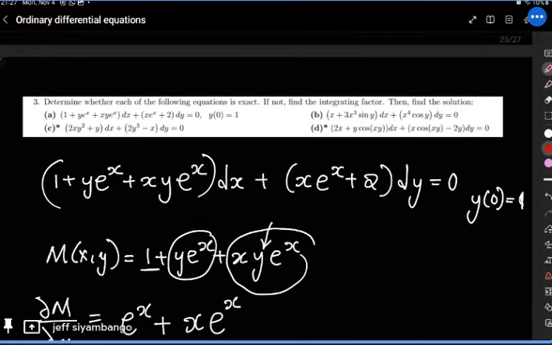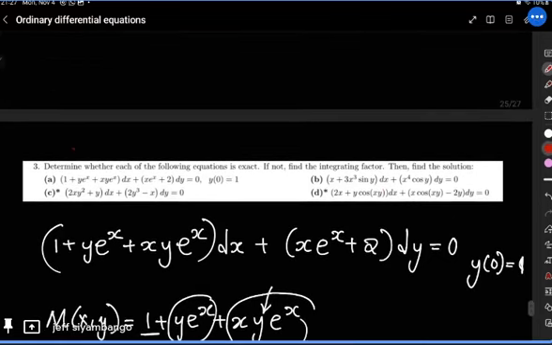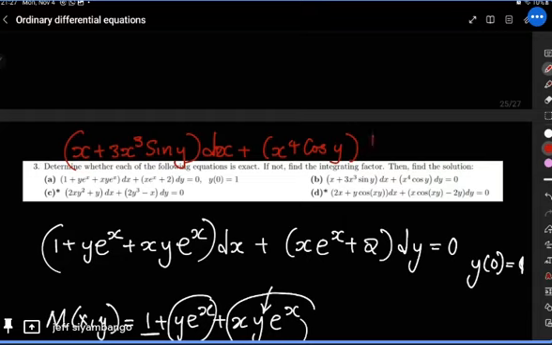Let's go to b. And for b, we have (x + 3x^3 sin y) dx plus x^4 cos y dy is equals to 0. Tell me whether each of the following equations is exact. If not, find the integrating factor, then find the solution.